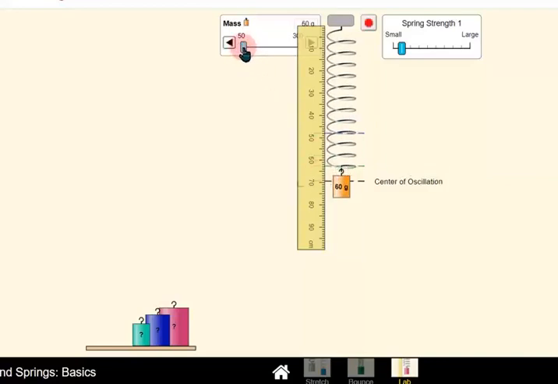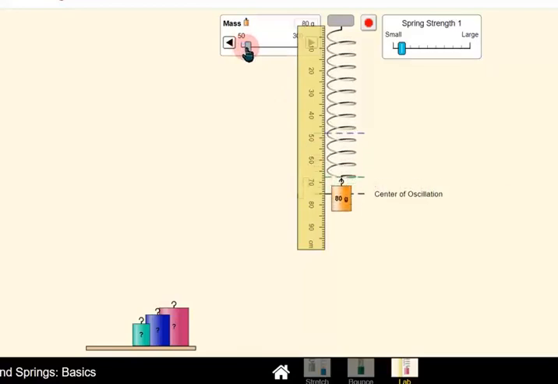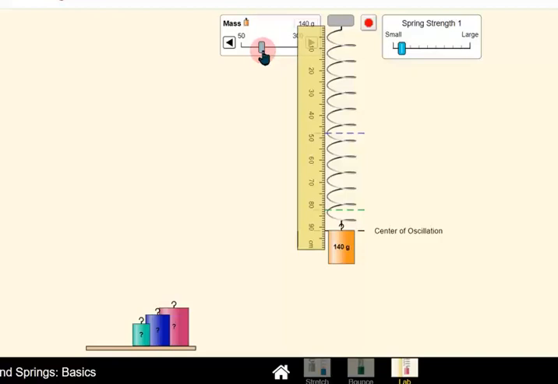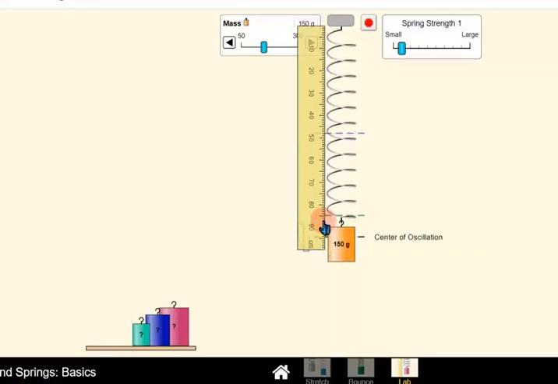Let's increase the mass. If we increase the mass to, say, 100 grams, that's we double the mass, it will now go to 72. That's the length of the spring. Okay, then we increase it to, say, 150. And it will now go to 84.5. Yes, 84.5.